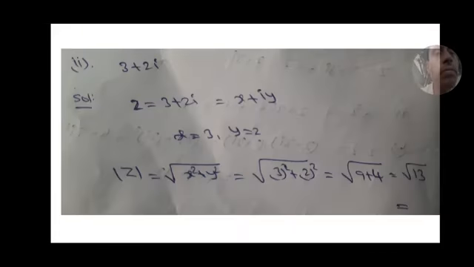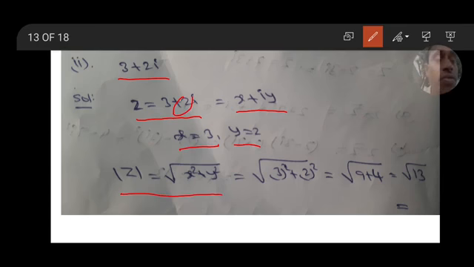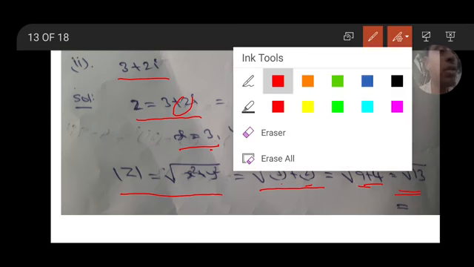Next, 3 plus 2i. Z equals 3 plus 2i, that is x plus iy. x equals 3, the real part, y equals 2, the imaginary part, the coefficient of i. Modulus of Z equals square root of x square plus y square. x means 3, y means 2, therefore square root of 3 square plus 2 square. 3 square means 9, 2 square means 4, that is square root of 9 plus 4, square root of 13 is the answer.